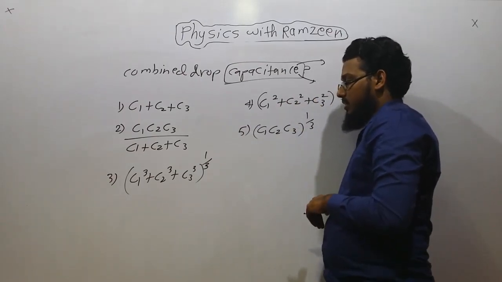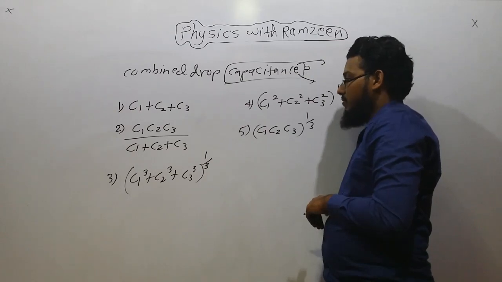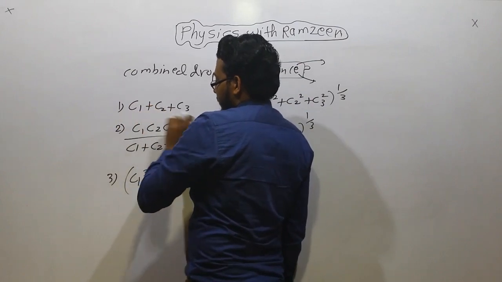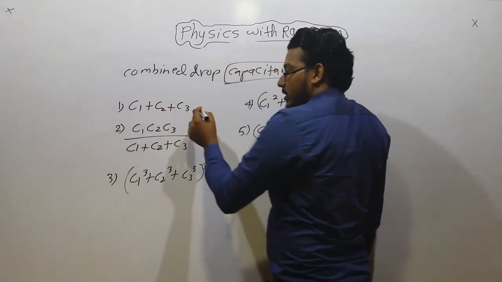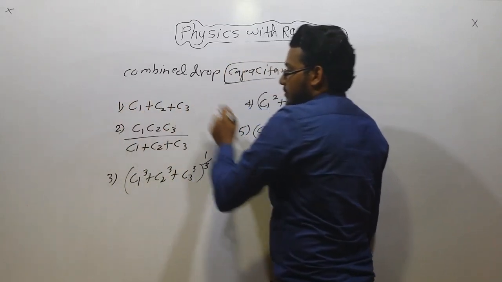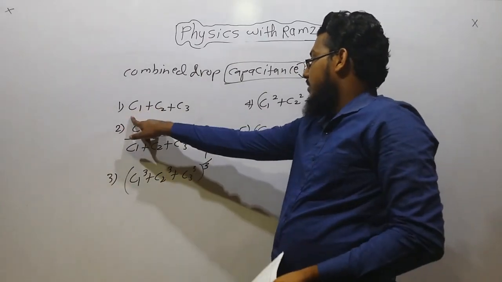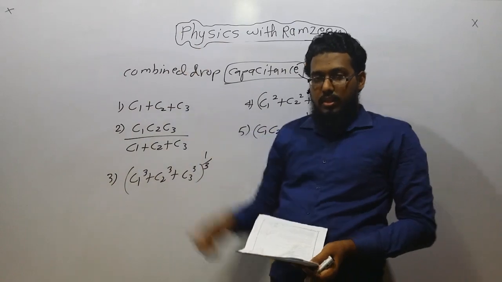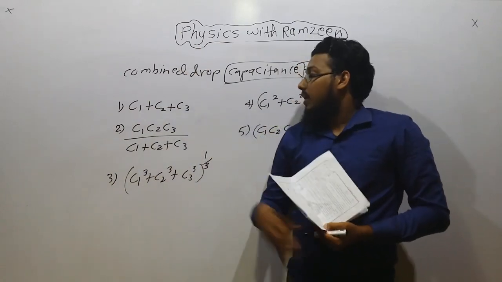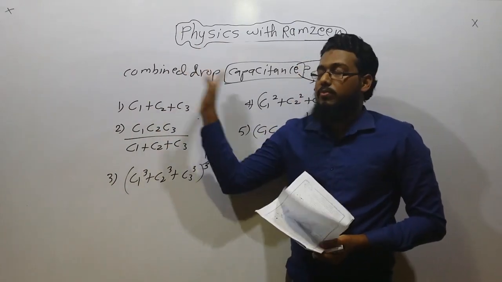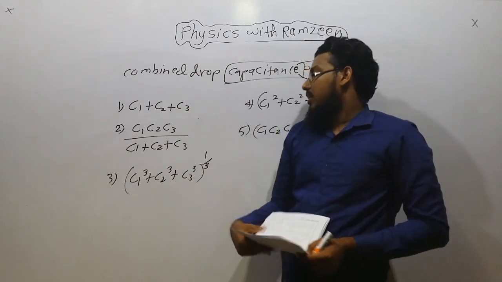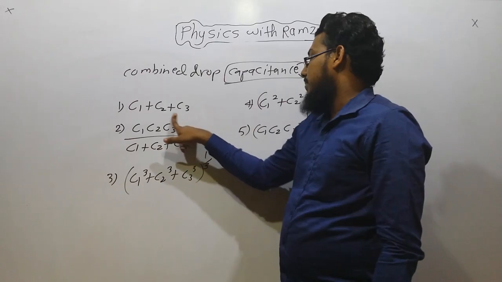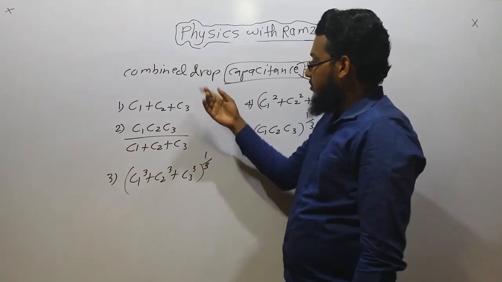As we consider the dimensions of all the answers, I can say that C1 plus C2 plus C3, the first answer, has the dimension of capacitance. How can I say that? C1, C2, C3 are the capacitances of each drop, and the addition of the three capacitance values is also a capacitance.